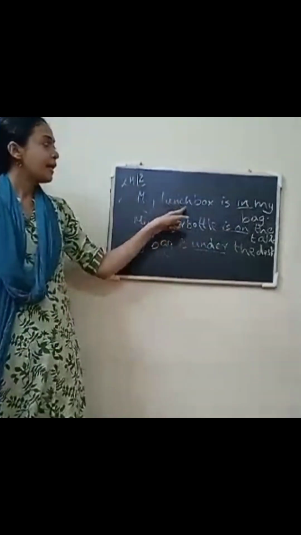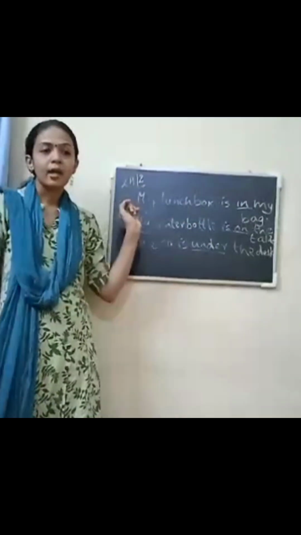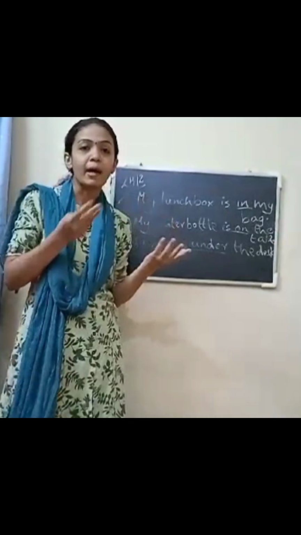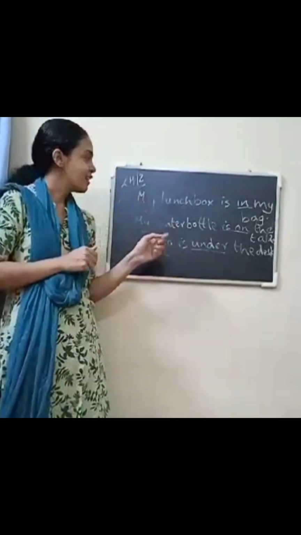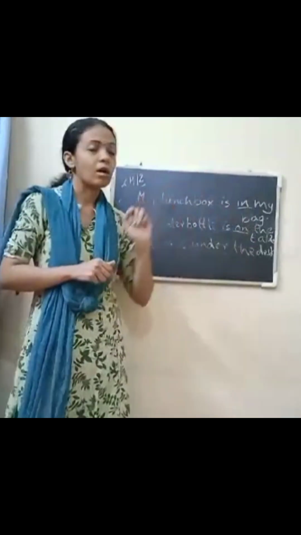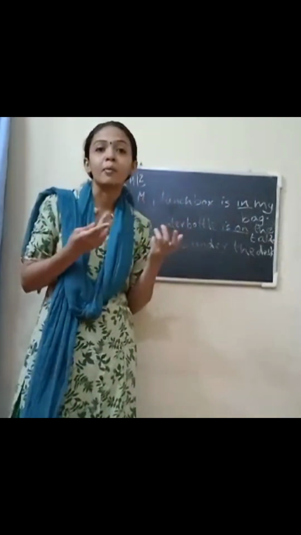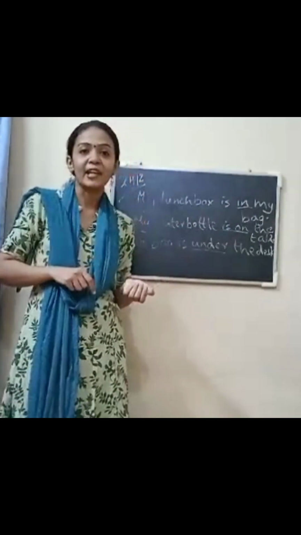My lunch box is in the bag. എൻ്റെ ലഞ്ച് ബോക്സ് എവിടെയാണ്? ബാഗിലാണ് അല്ലേ? My water bottle is on the table. എൻ്റെ വാട്ടർ ബോട്ടിൽ എവിടെയാണ്? ടേബിളിൻ്റെ മുകളിൽ.